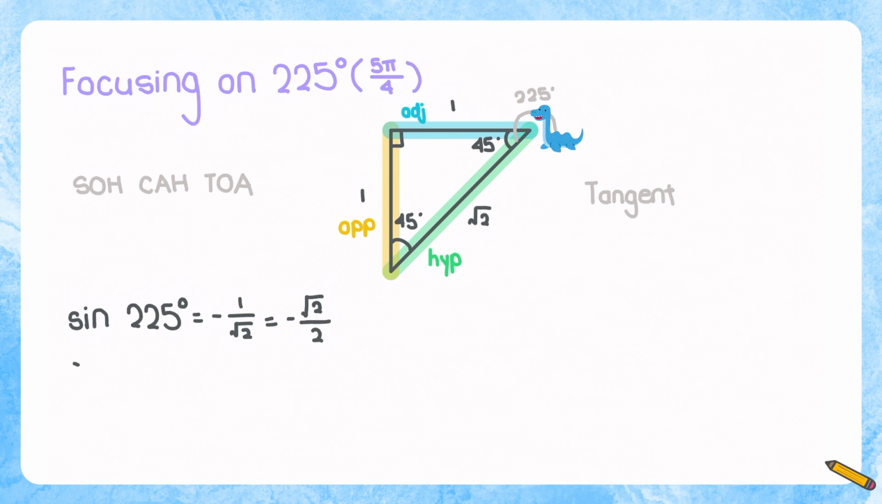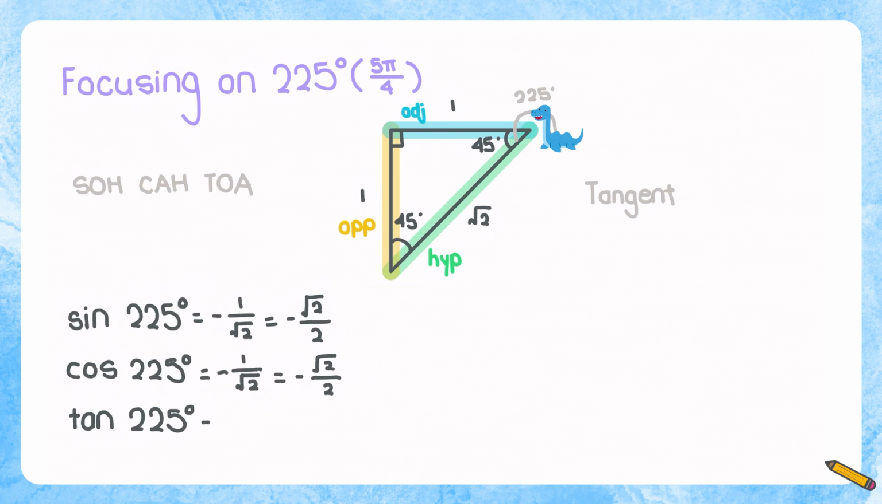And then cosine of 225 degrees will also be negative. So this is going to be negative 1 over radical 2. Oh, guess what? The same as sine of 225 degrees. And then tangent of 225 degrees is going to be positive since we're in quadrant 3. So we have positive 1 over 1, which is just positive 1. And next, let's find the remaining 3 trig values.